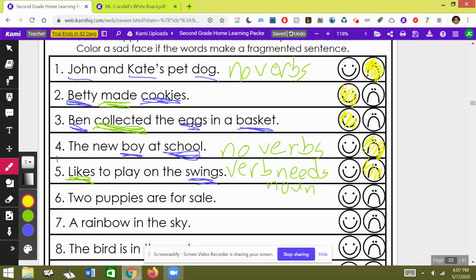Remember, friends, in general, a sentence needs a noun and a verb. And usually the noun has to be doing the verb. Bill fishes. Bill is the noun. Fishes is the verb. Sarah eats. Sarah is the noun. Eats is the verb.